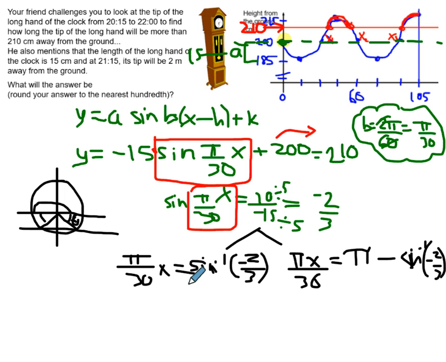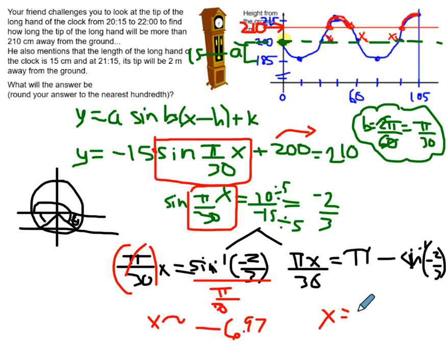If you take your calculator, make sure you are in radians. And then you need to divide by pi over 30 to get your x, to get rid of this. So you're going to find that x is not exactly equal, so I'm going to remove that equal sign because you'll see it's approximately equal to negative 6.97. And the other one you find is approximately equal to 36.97.